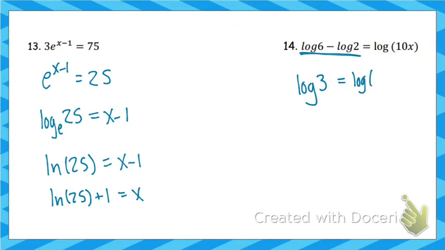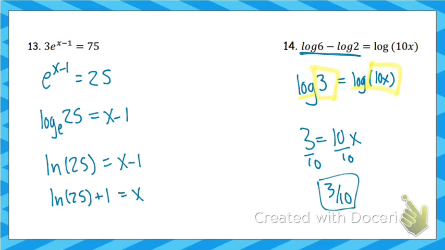This one is different than the previous question because instead of a log equal to a number, you have logs on both sides. So in order to solve this, we just take the arguments and set the arguments equal to each other. So to get x by itself, you would divide by 10. So I get 3 over 10.